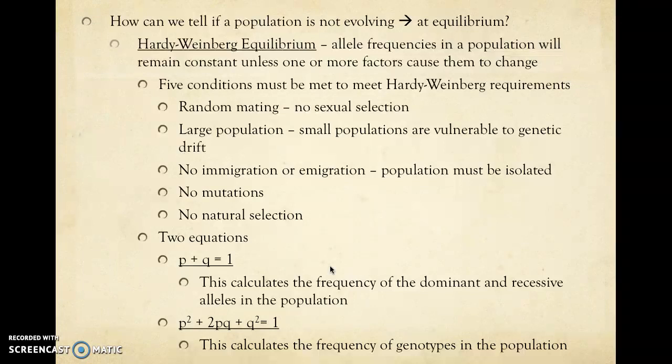There has to be random mating, so no sexual selection. It has to be a very large population. No immigration, so basically nobody comes in or out, no mutations, and no natural selection. There are 2 equations we're concerned with, p plus q equals 1, and p squared plus 2pq plus q squared equals 1. I'm going to go over this more in depth on Friday.